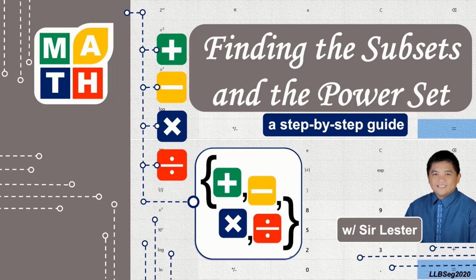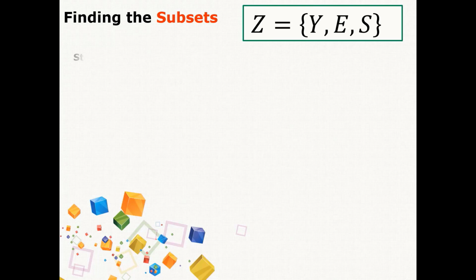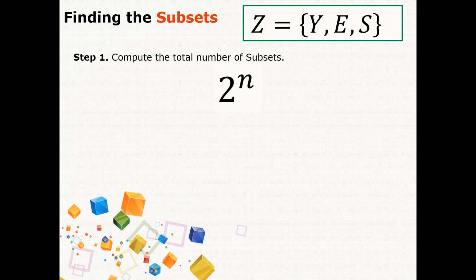This video is a step-by-step guide to create a power set out from the subsets of a given set. Let's consider set Z containing the letters Y, E, S. First, we need to compute the total number of subsets using the formula 2 to the power of n.